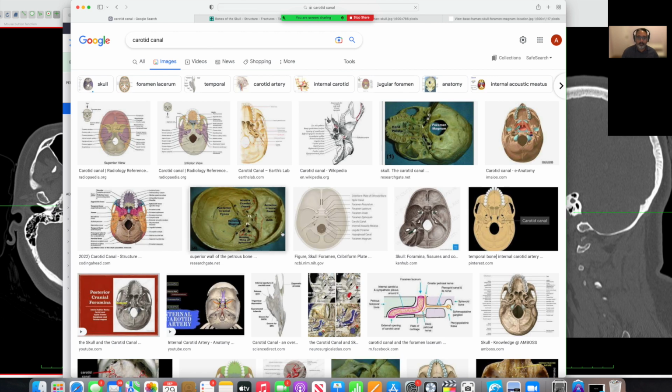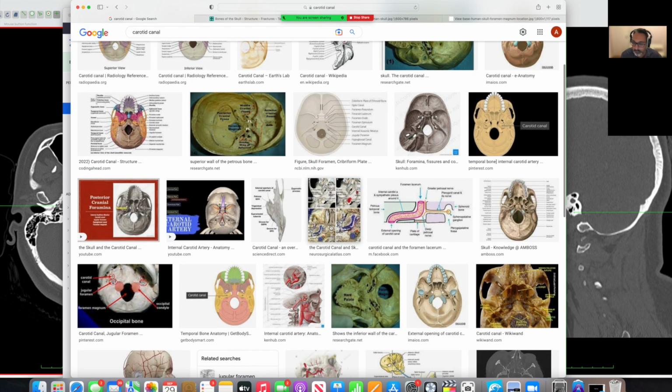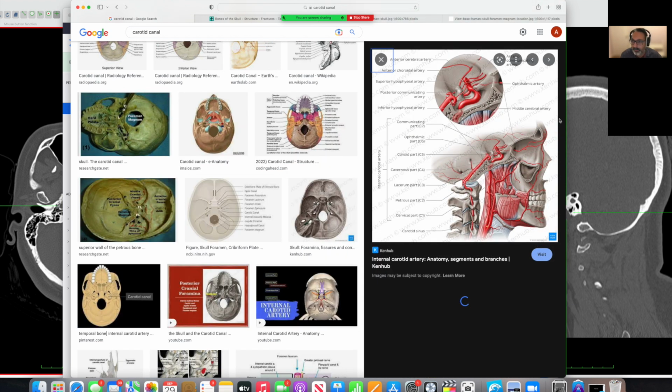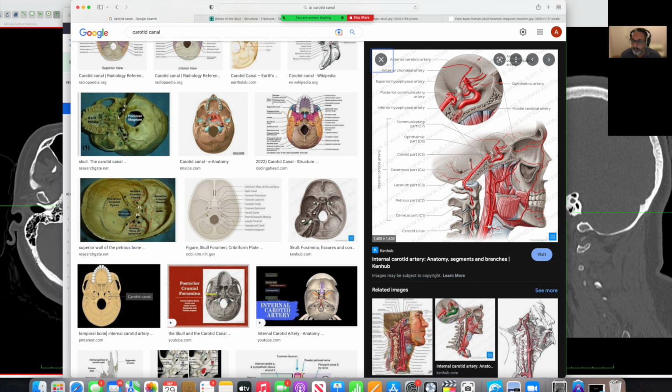Let me show you the carotid canal up here actually. So in an image, if you look at the carotid artery going through the carotid canal, this shows a good way of how it travels, but there are certain diagrams that show this really well. So it goes up like that. It enters the carotid canal here, and then it moves anteriorly and then moves superiorly and comes out of here. And then it goes around the sella turcica. It actually forms the circle of Willis.